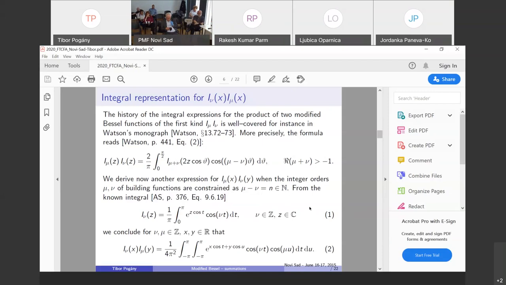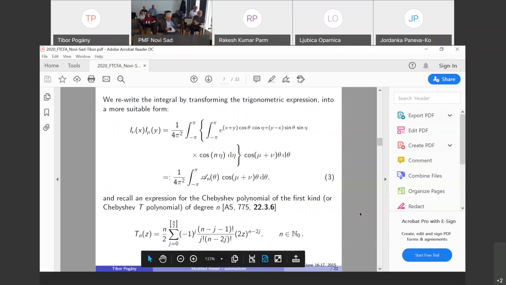Now, establishing our new result, we take an integral form of the modified Bessel function, multiply it with another one and get a double integral. What can we do with this? We transform the double integral and introduce the Chebyshev T polynomial, or the Chebyshev polynomial of the first kind, which is a polynomial of the form you can see here.